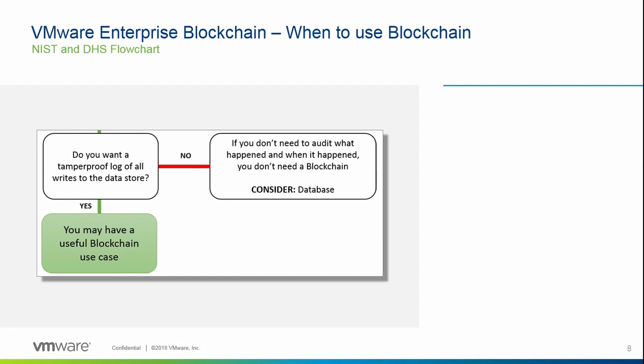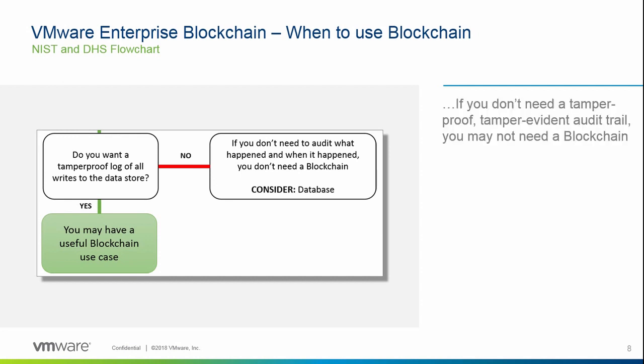Last question. Do you want a tamper-proof log of all writes to the data store? If you do, then again, if you've got this far down the list, you may have a useful use case for blockchain. But if you don't need to audit what happened and when it happened, maybe again you don't need a blockchain. Maybe you should consider something like a database. So again, in summary, if you don't need a tamper-proof, tamper-evident audit trail, maybe a blockchain is not what you require.